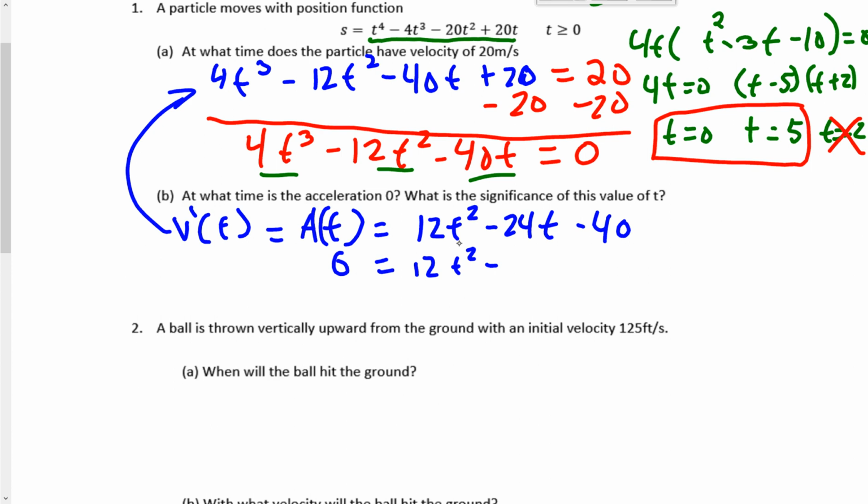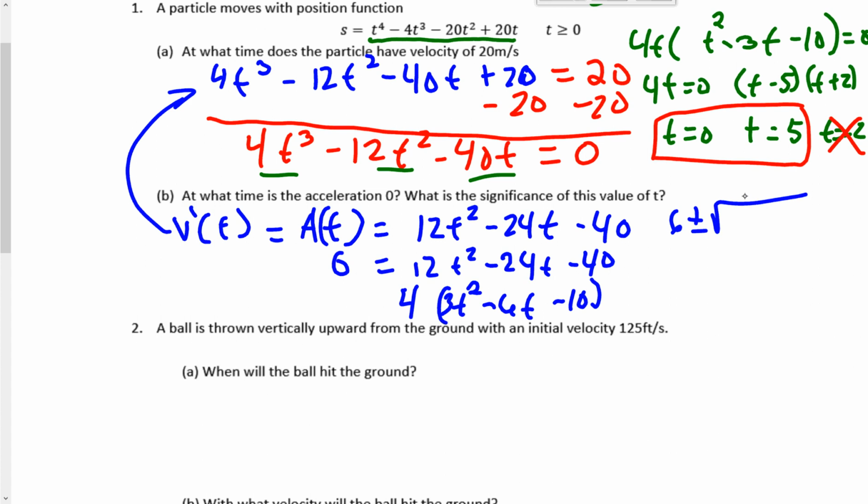Now we have this, so we can set it equal to 0, because we want to know when our acceleration is 0, and then what's significant about that value of t. We have 12t squared minus 24t minus 40. We can factor out a 4 again to make it a little easier: 3t squared minus 6t minus 10. Here, looks like I'm going to have to use the quadratic formula. Opposite of b, plus or minus the square root of b squared, which is 36, and then minus 4 times a, which is 3, times negative c. So negative 4 times negative 10 is 40, and 40 times 3 is 120. So positive 120.